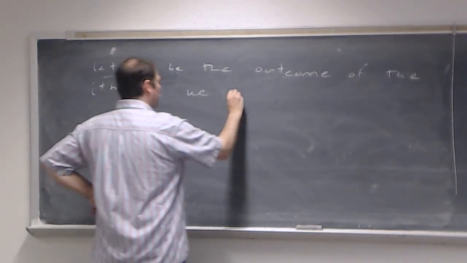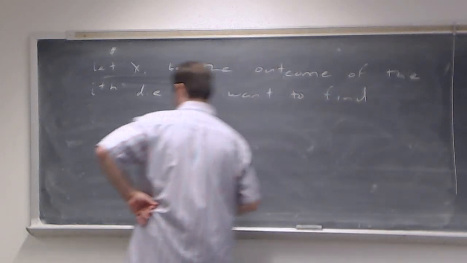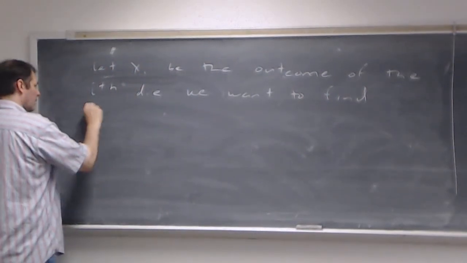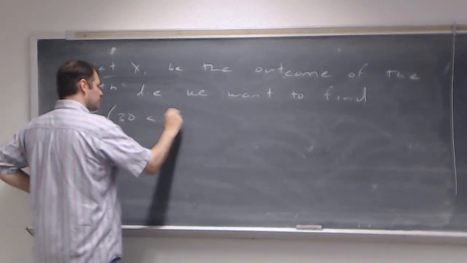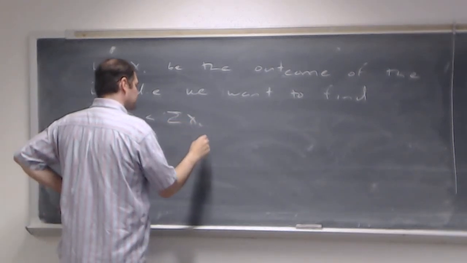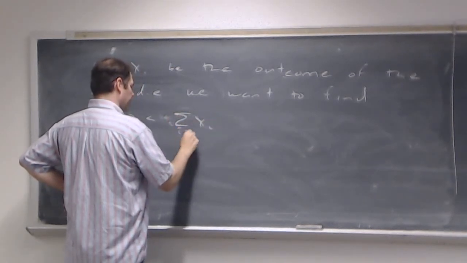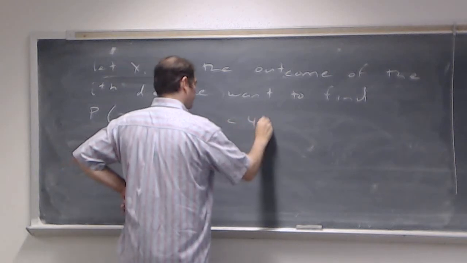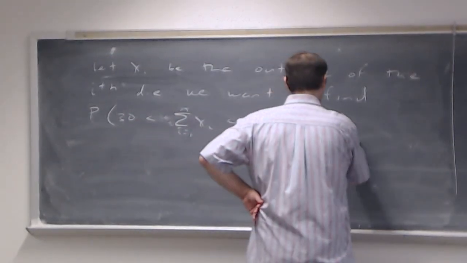So here's what we want. We want to find the probability that 30 is less than the sum of the X_i's, less than 40, approximately.